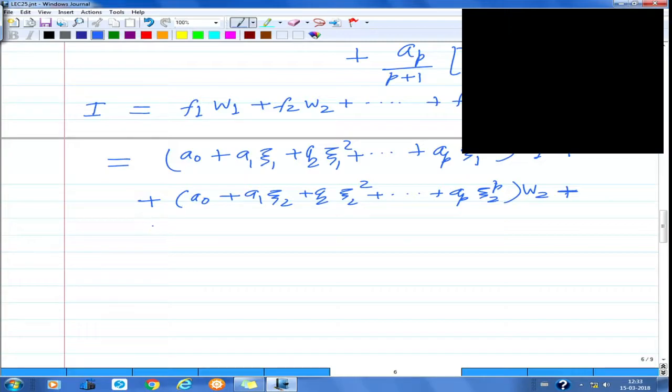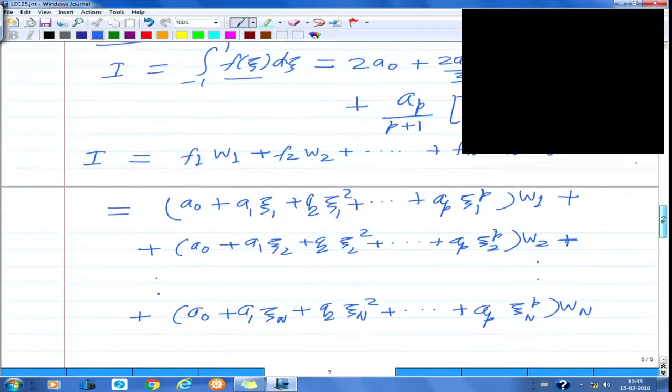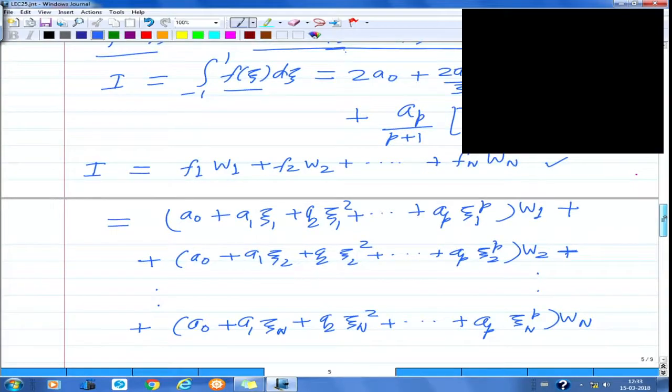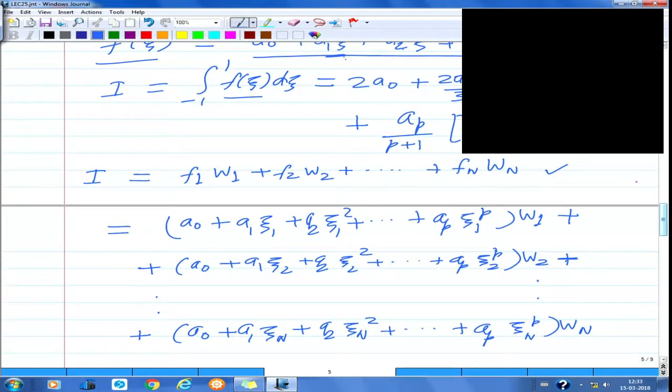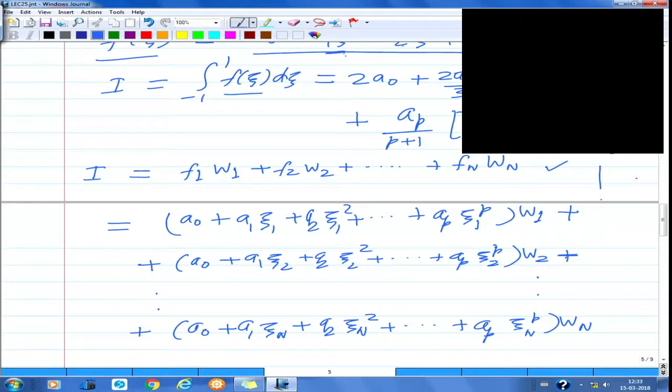and so on. Similarly, you can write all of these terms, and finally for the nth term: a0 plus a1 xi n plus a2 xi n square and so on, plus ap xi n to the power p, into wn. So what we have done is, in the summation form for I, we are just substituting the polynomial approximation of f xi. Here, f1 means evaluating this function by putting xi equal to xi1, f2 means evaluating this expression by putting xi equal to xi2, and so on. And now what we are saying is that if f xi was indeed a polynomial with the highest power of xi less than or equal to p, then this integration and this integration must be the same.